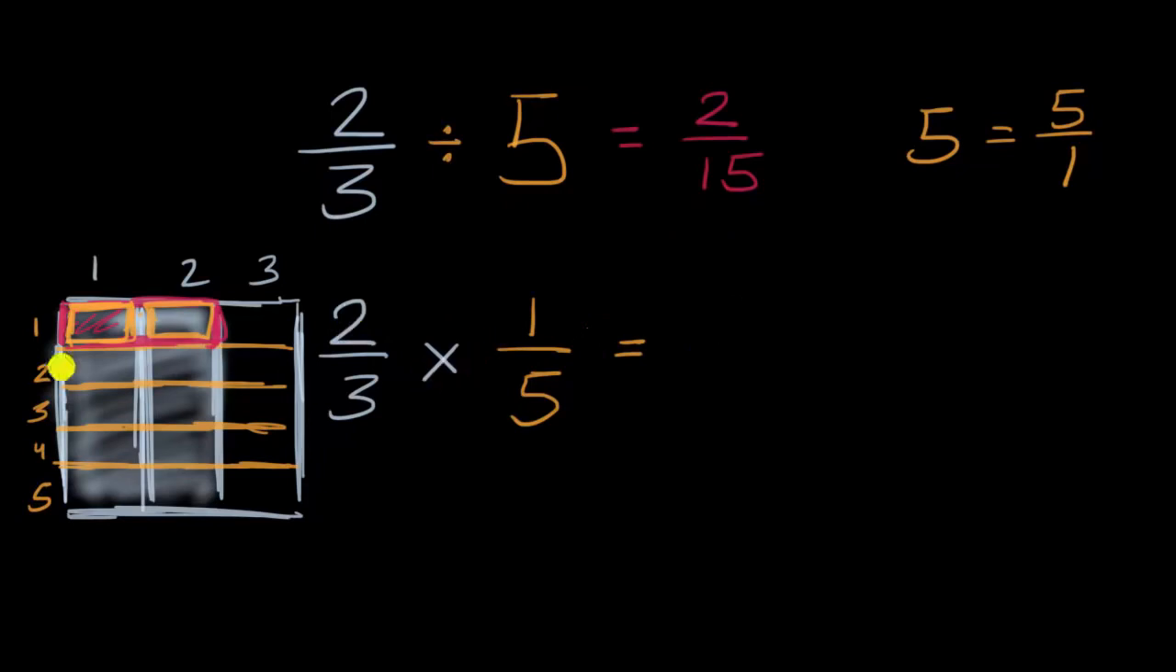Let me do that same red color. 2 times 1 is 2. And then I can multiply the denominators. 3 times 5 is 15. And hopefully, what we just drew out helps make sense of why dividing by something is the same thing as multiplying by the reciprocal. And then when you multiply fractions, it's the same thing as multiplying the numerators to get our new numerator, and then multiplying the denominators to get our new denominator.